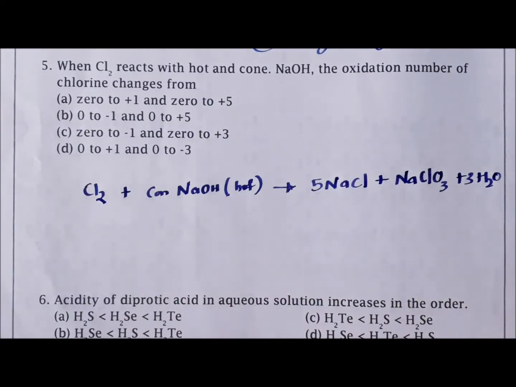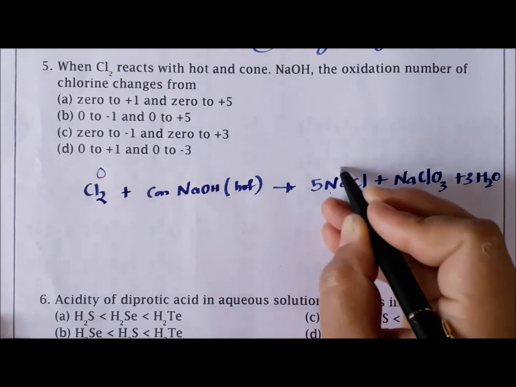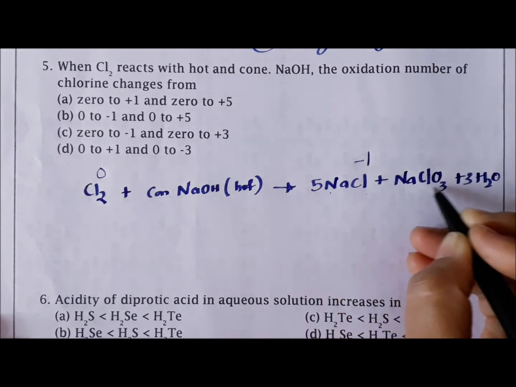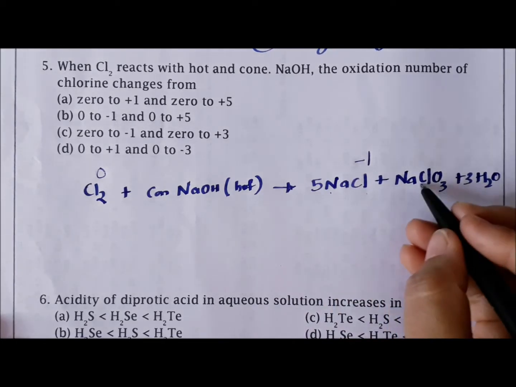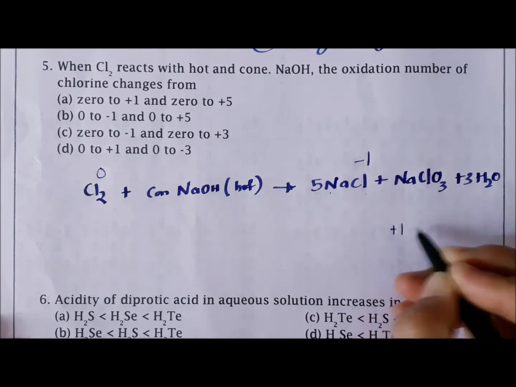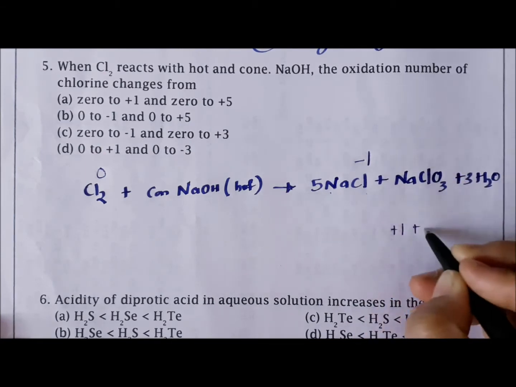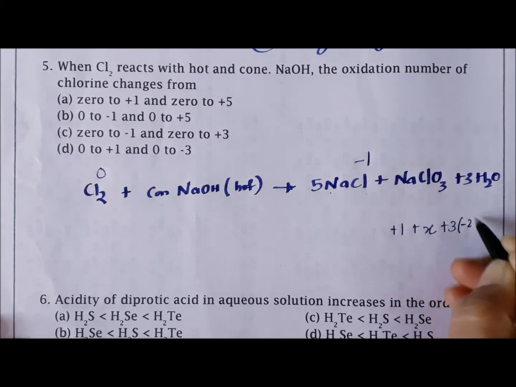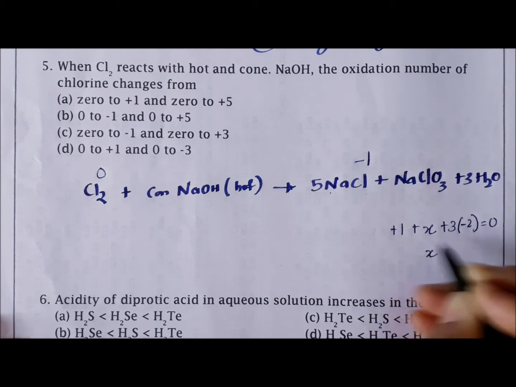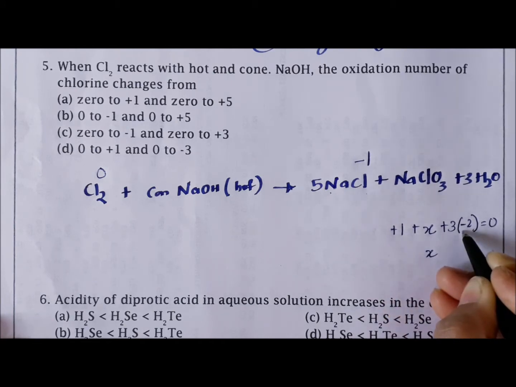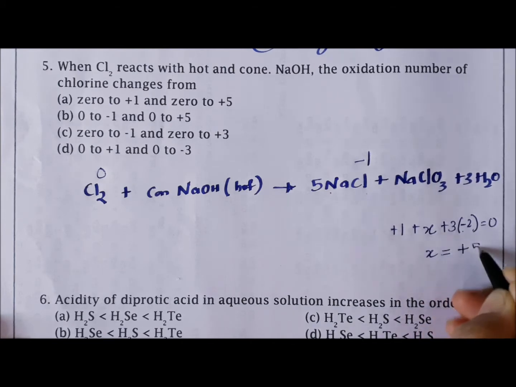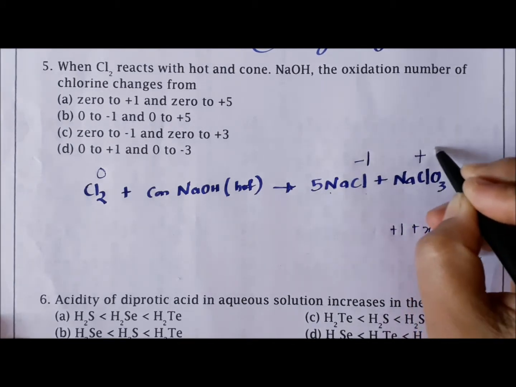So this is chlorine and it has oxidation number 0. In this case, NaCl has +1 and this one has -1 oxidation state. In NaClO3, sodium is +1, and you need the oxidation number of Cl. Let this be X, plus 3 oxygen at -2 each, equal to 0. So X plus 1 minus 6 gives -5, so when this goes to the other side of equals, X is +5. So the oxidation number here is +5.